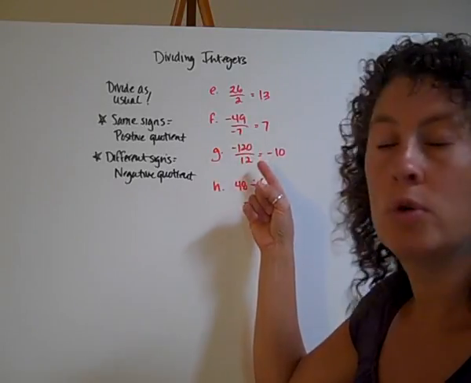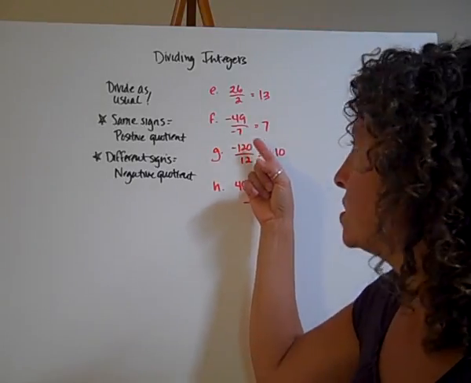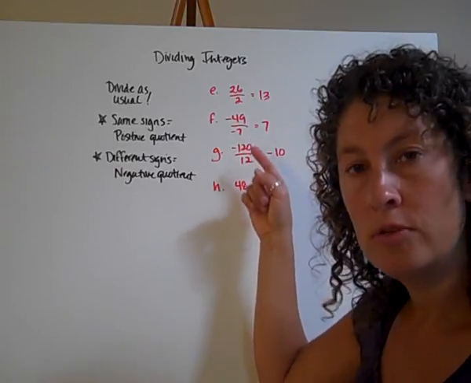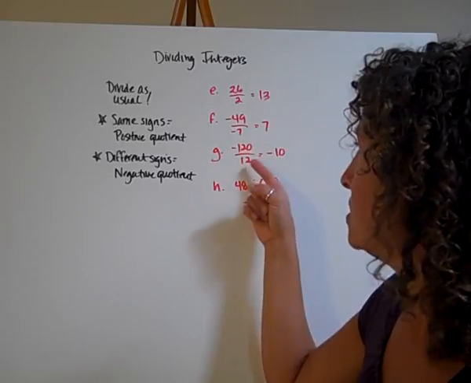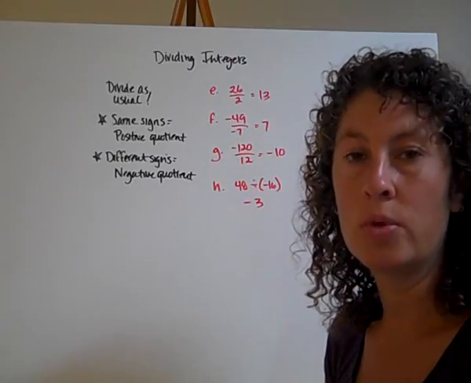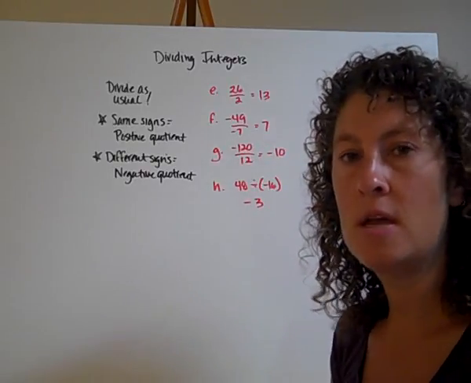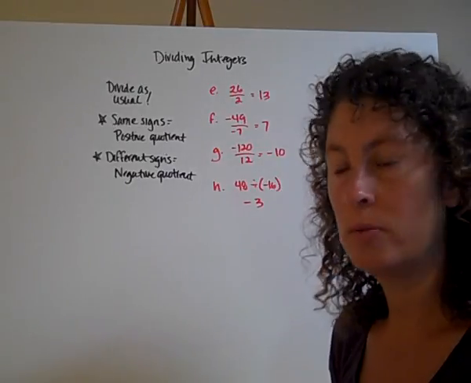Next example, negative 120 divided by 12. Notice I have a negative and a positive, two different signs, so I'm going to end up with a negative quotient. 120 divided by 12 is 10, so I end up with a negative 10. So I pay attention to the sign and the quotient separately from each other.